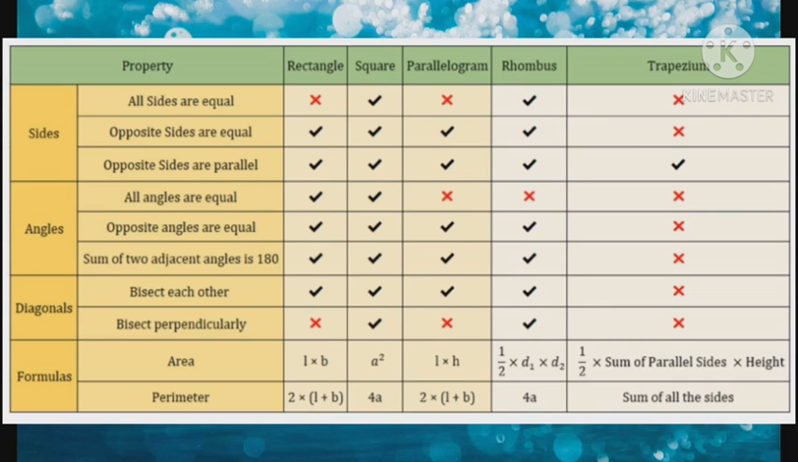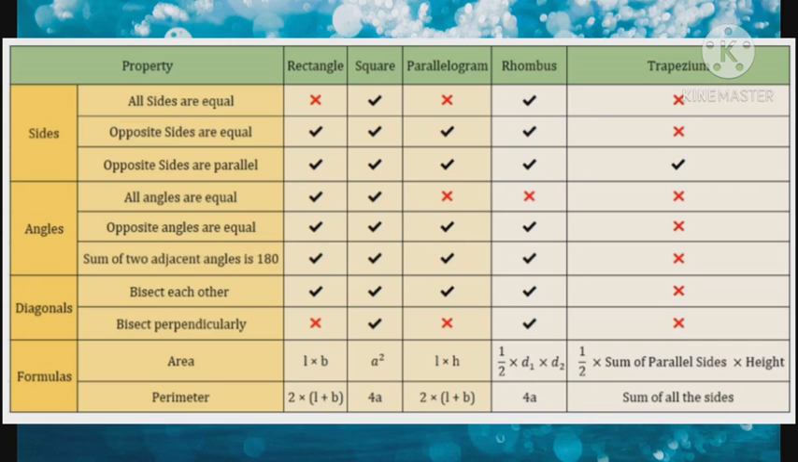Okay. Next is opposite angles are equal. Opposite angles are equal in rectangle. If all four angles are 90 degrees, then opposite angles are also equal, that means 90. So opposite angles are equal in rectangle, in square, in parallelogram, and in rhombus. But in trapezium, opposite angles are not equal.